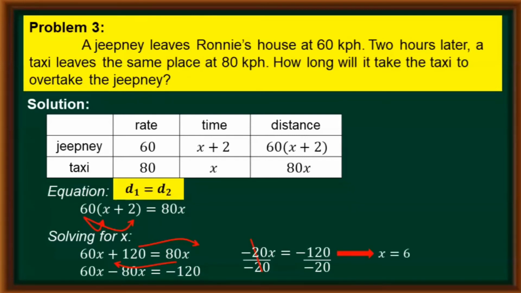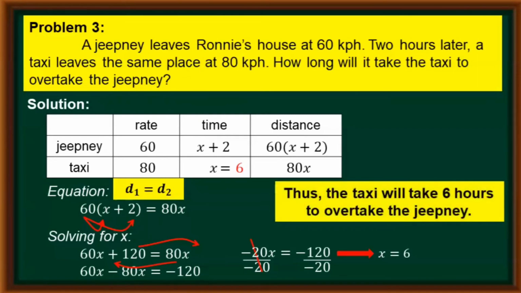Take note that the variable x represents the time spent traveling by the taxi. So that means the taxi has traveled 6 hours. It means also that the taxi has already taken over the jeepney after 6 hours, or the taxi overtook the jeepney after 6 hours. Thus, the taxi will take 6 hours to overtake the jeepney.